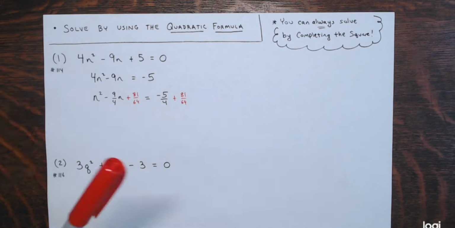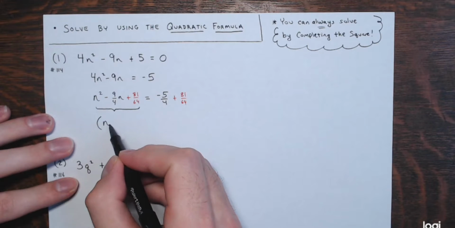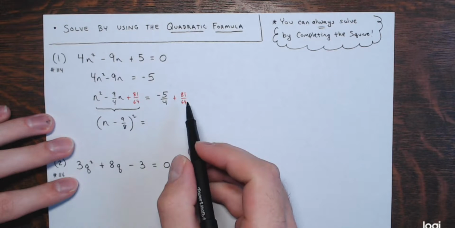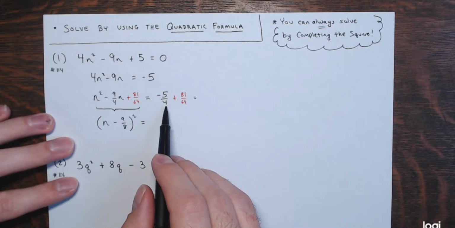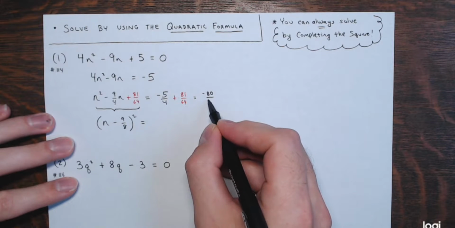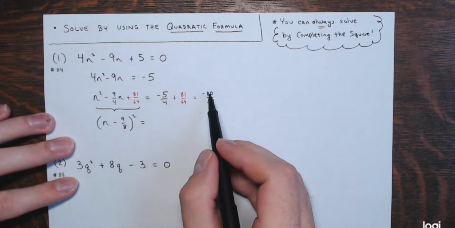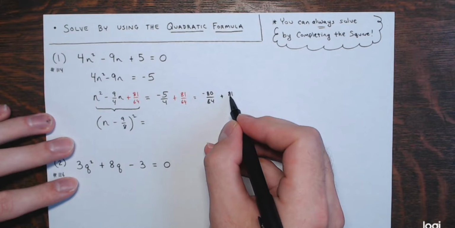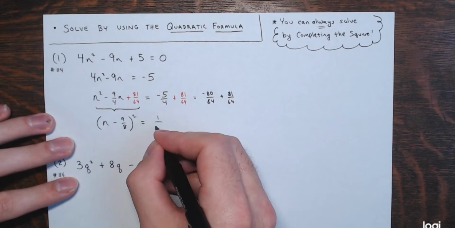So now the left side is the quantity n minus 9/8 squared equals, and then over here, getting a common denominator, I'd have to multiply 4 by 16, and then 5 by 16, that's negative 80 over 64, right? Multiplying 5 by 16 and 4 by 16, plus 81/64. Putting these together gives me positive 1/64.